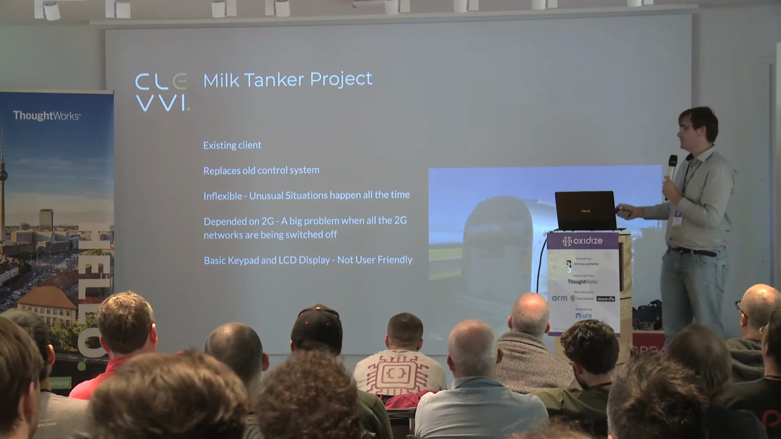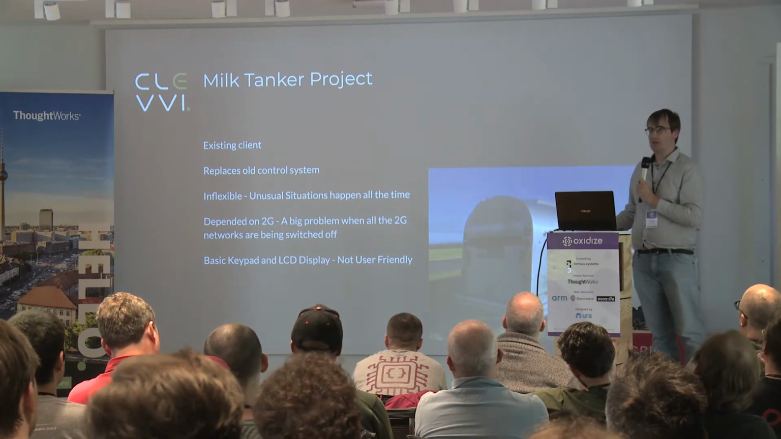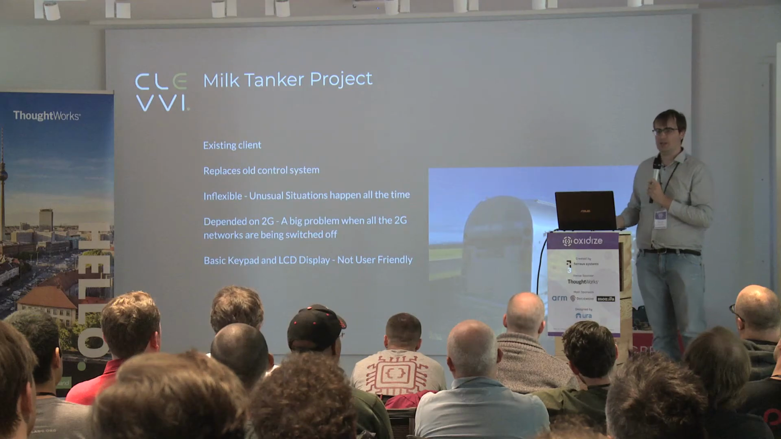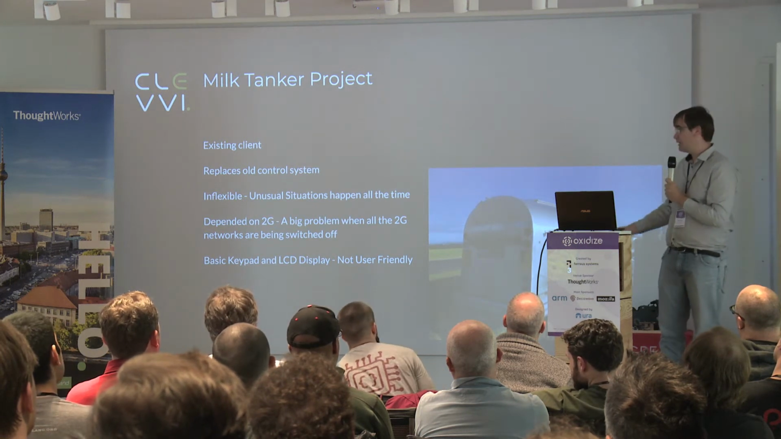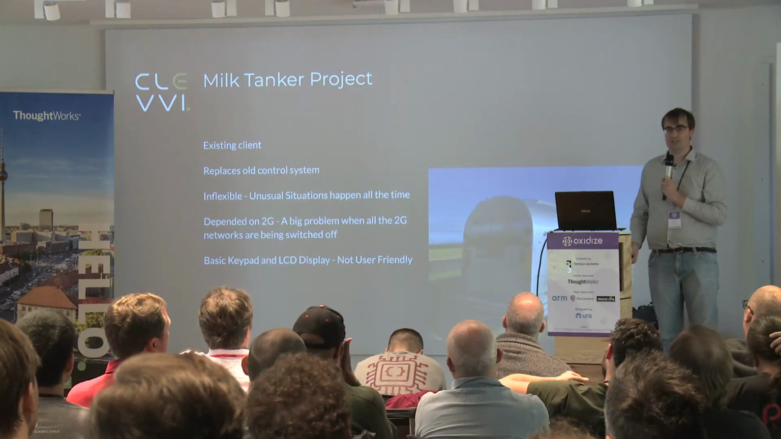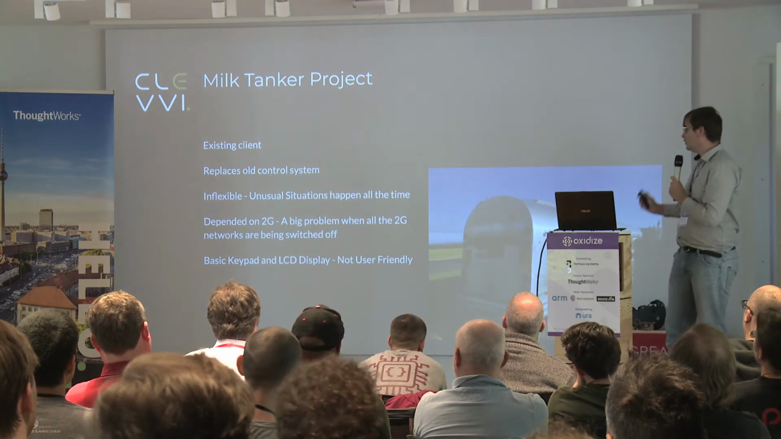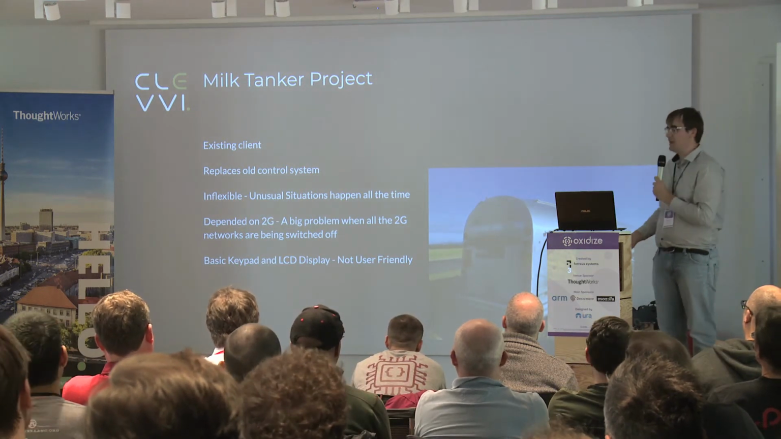This project is to replace an existing control system. This system was fairly inflexible, so it couldn't deal with unusual situations like turning up to a farm in a different order, or having a new pickup turn up out of the blue. It also depended on 2G. This is a problem in Australia as we turned off our 2G networks. And it also had a pretty basic keypad and LCD display like a pocket calculator, and it's definitely not user-friendly.